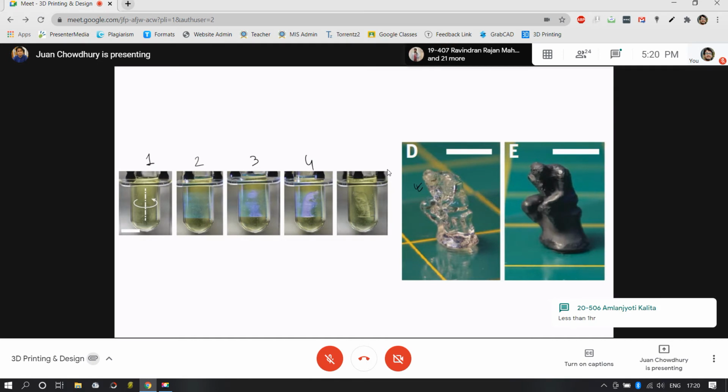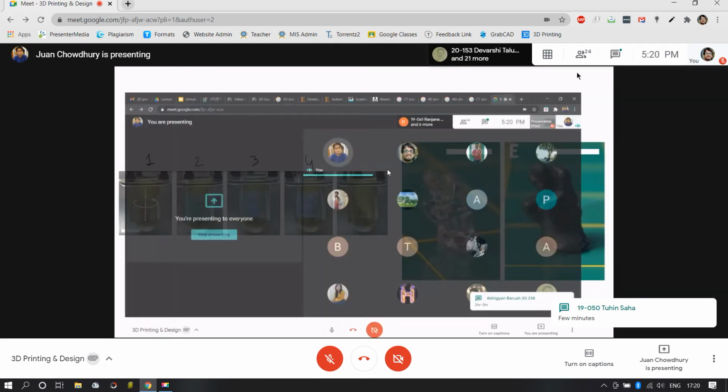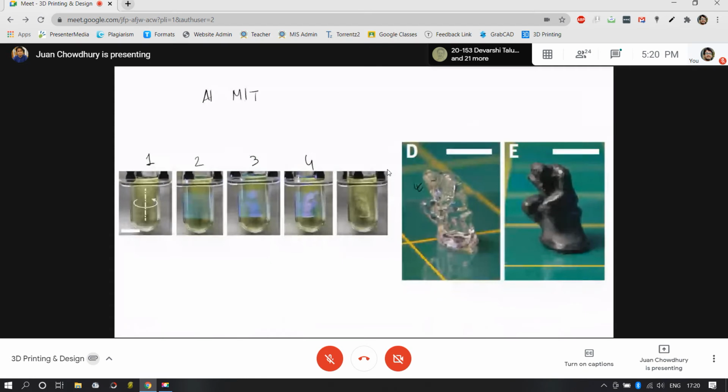Less than 1 hour. Okay, great. Few hours. Few hours is a standard FDM process. Okay, few hours is a standard SLA process. So this particular technique started at MIT in 2017. Okay, now in 2020, it prints in 35 seconds, and that is a game changer. Okay, you are printing any 3D printed object in 35 seconds.